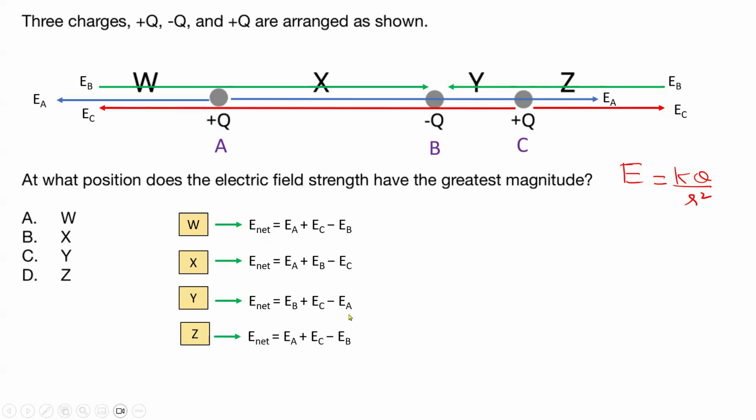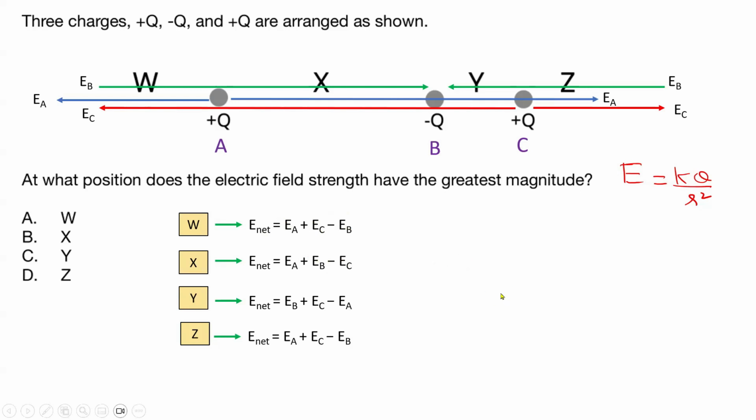Now, which of these four options is the maximum? We have to find the greatest magnitude. If you observe carefully, there is a pattern among all these options. There are two positives and one negative. EA plus EC are the two positives, and EB has a negative sign. So it's the same pattern in each of the four options.